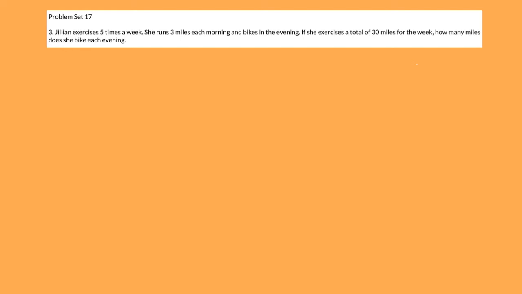So first of all, let's write how much she runs and she bikes. So we know that Jillian runs 3 miles each day. All right, but what we don't know is how much she bikes. So because we are trying to figure out how much she bikes each day, we can use B as our variable. So now we know that she bikes B miles per day.